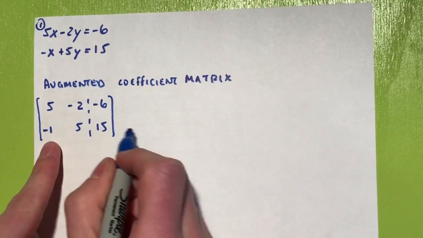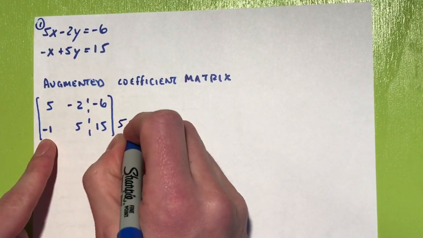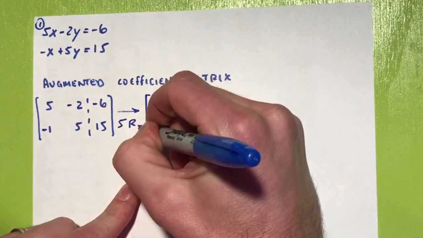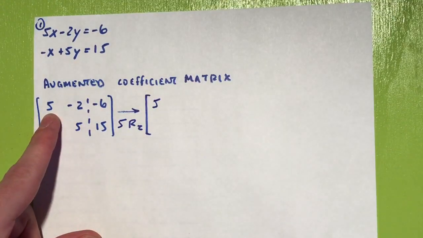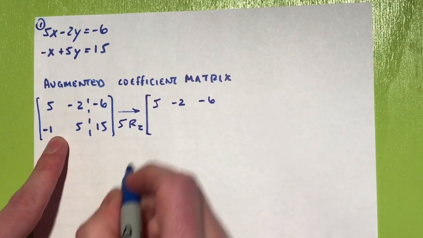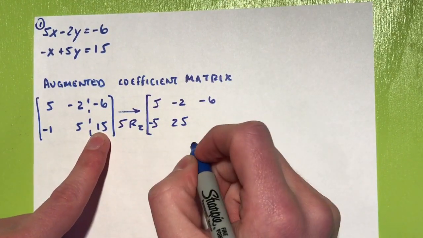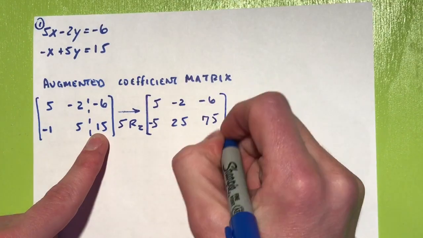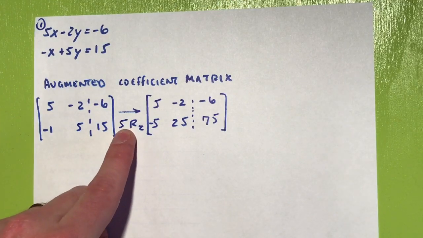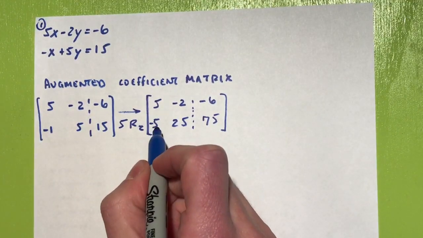First thing I'm going to do is take row 2 and multiply by 5. I'm going to notate that by writing 5 times R2. This gives us a new matrix. I did not change the first row, so I still have 5, -2, -6. But now my second row becomes -5, 25, and 5 times 15 gets us 75. So I multiplied the second row by 5, and 5 times row 2 gets us that. Now the reason is that I have these values that are opposite.